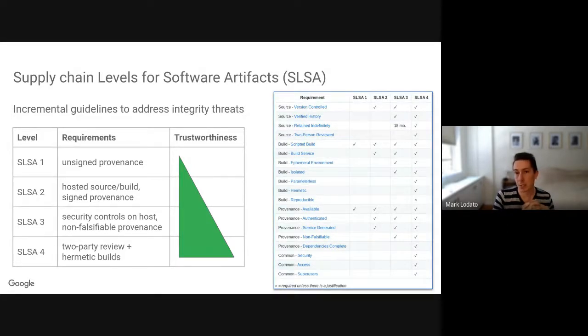And 4 is the highest level, which in our current form requires 2-party review on source and hermetic and reproducible builds. On the build side, I think level 4 is certainly the one that's most subject to change, because David, for example, has said that 2-party review in most open source projects is going to be a no-go. Similarly, hermetic builds might be very, very difficult to implement in many cases. So we're leaving it there just to indicate the direction that we're going. But today, no one externally meets this.